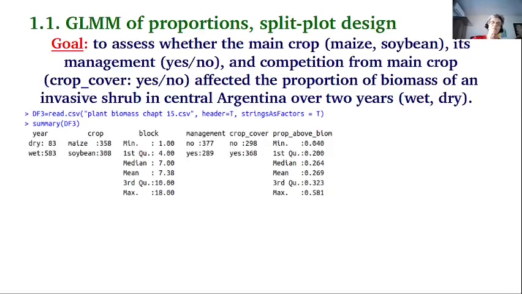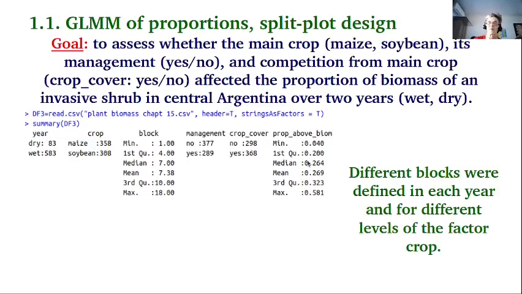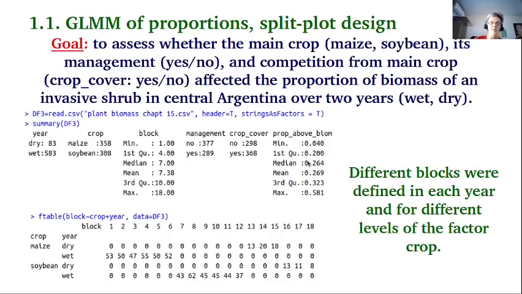So I started by importing the data set, and here is the response variable, the proportion of the above ground biomass, and the categorical explanatory variables. I started by having a look at the structure of the data. Here I see the blocks, there were 18 blocks, these were defined for each year or for different levels of the factor crop, the main crop. So there are 18 blocks, and this is the number of data points for each of these blocks.